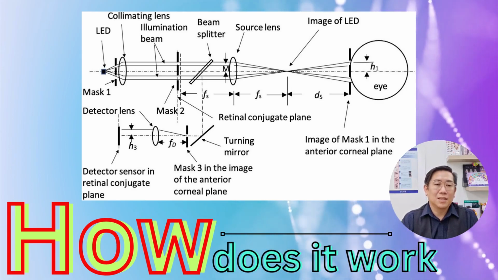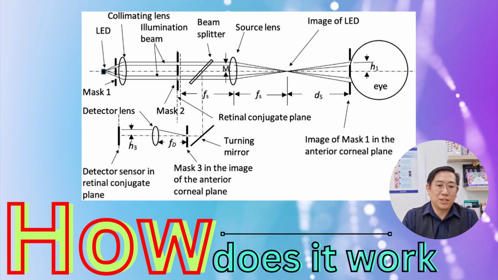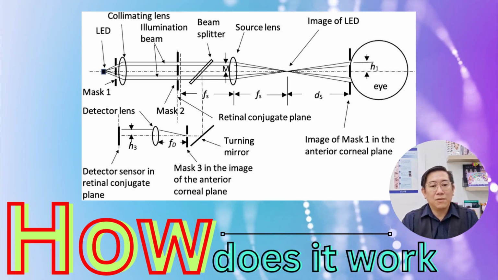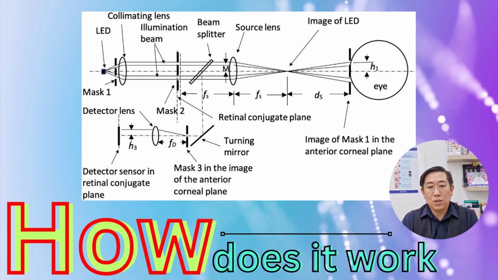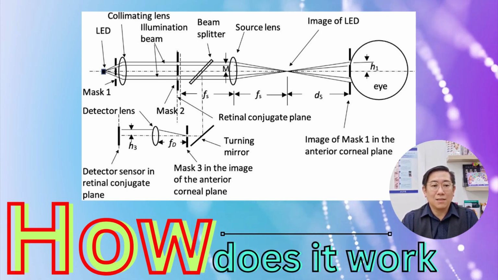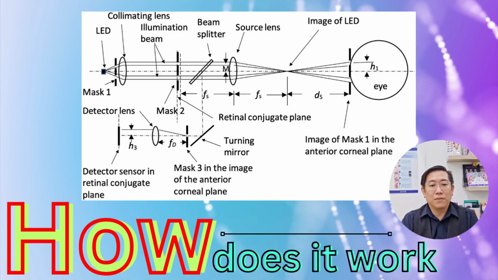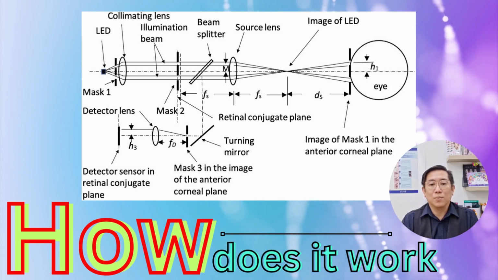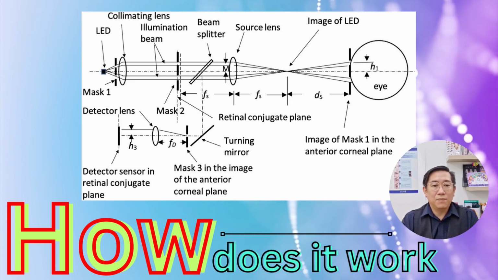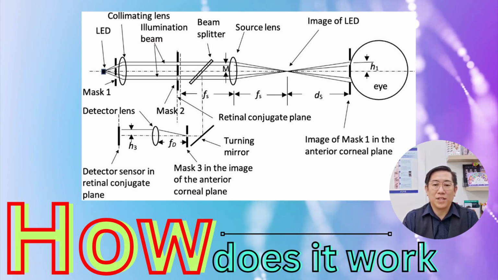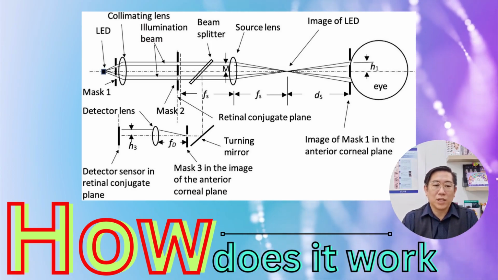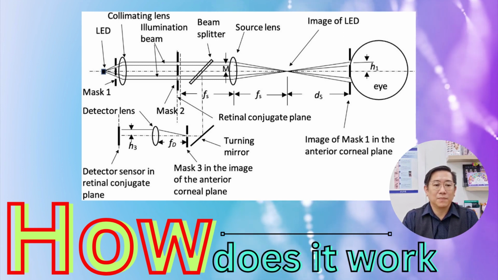Optical pathways. Okay, the first one will be the light projection. The process begins with the LED light source on the left. This passes through a collimating lens, creating a parallel beam of infrared light called the illumination beam. The beam first encounters mask 1, which contains a specific shape or pattern to project onto the retina.